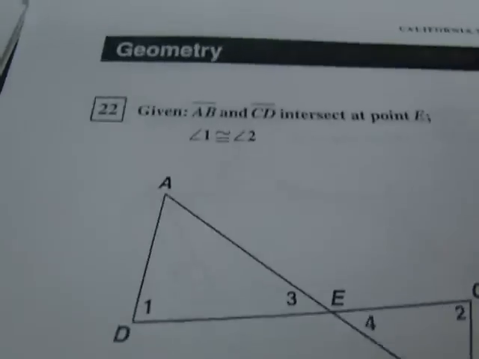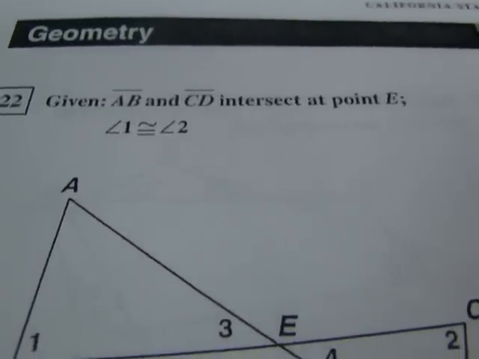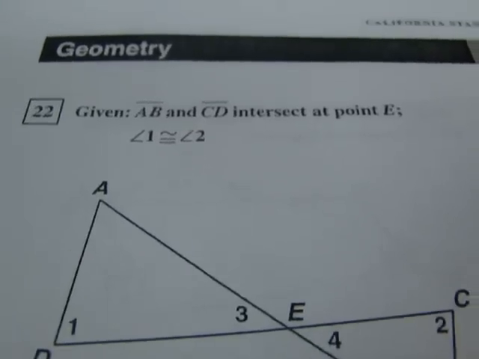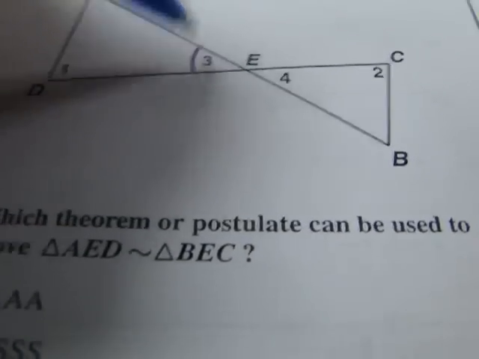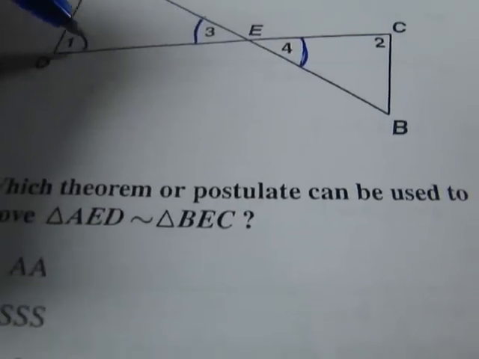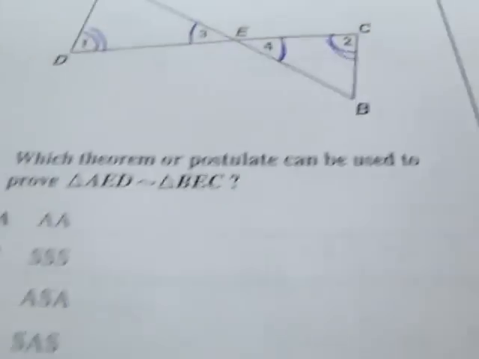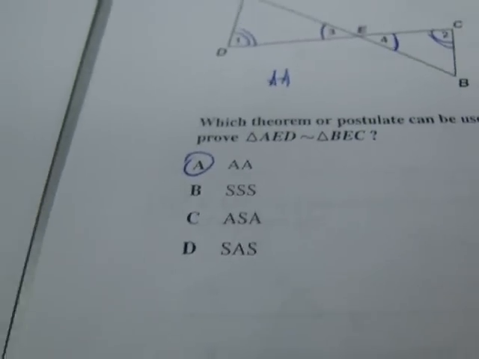And that's 21. 22. Given AB and CD intersect at point E, angle 1 is congruent to angle 2. What we know is that these angles here have to be congruent because they're vertical angles. And then it tells us that 1 is congruent to 2. So with those facts in place, we already know that we have two angles congruent. And it's asking us, can we prove that they're similar? It's very simple. Two angles congruent. Angle, angle, they are similar. That's the end of the problem. Very easy. 23, a little harder.